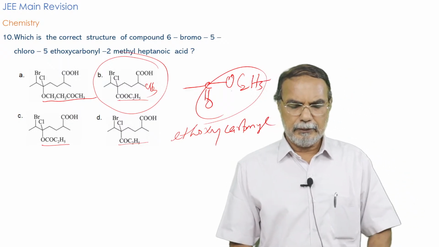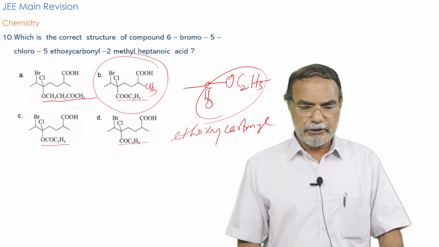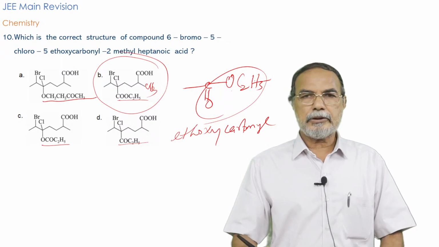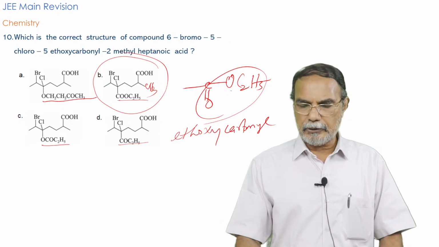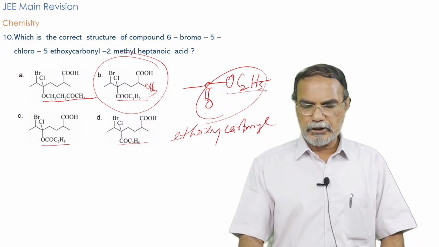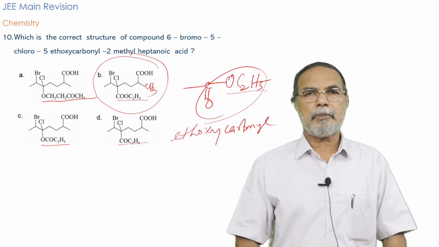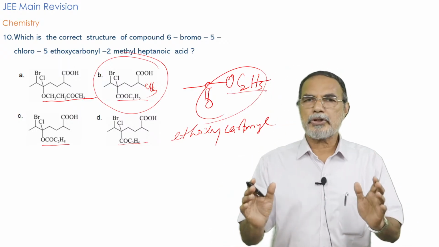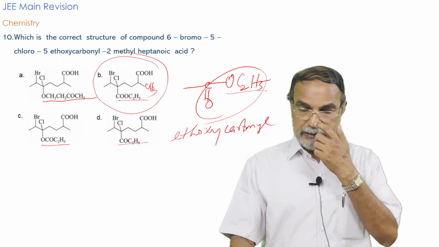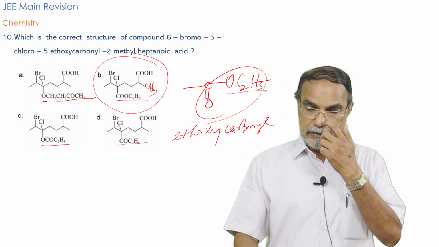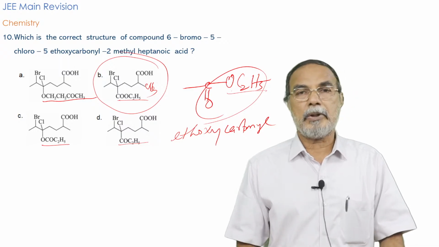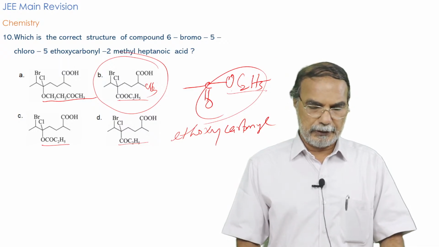I think all of you can answer this question, but the only thing is that you must know what this ethoxy carbonyl group is. Ethoxy is OC2H5, carbonyl is CO, and ethoxy carbonyl is COOC2H5. Just one group, the COOC2H5 group. It is actually an ester group. So this ester group is ethoxy carbonyl in IUPAC nomenclature.